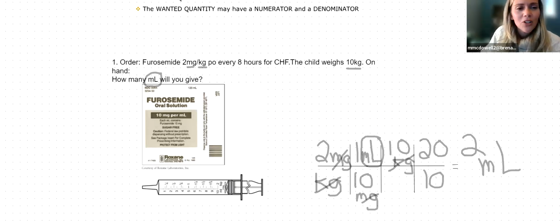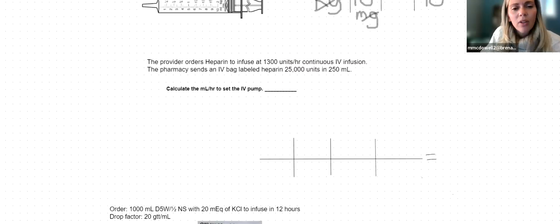Hopefully that makes sense. We're going to do a couple more. So for this next question, you've got heparin, which is a blood thinner. The provider orders heparin to infuse at 1,300 units per hour, okay? The pharmacy sends you as a nurse a bag that's labeled 25,000 units and 250 mLs. And they're asking us, how many milliliters per hour should we set that IV pump to ensure that the dose is 1,300 units per hour, okay?